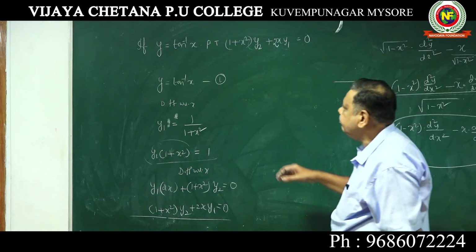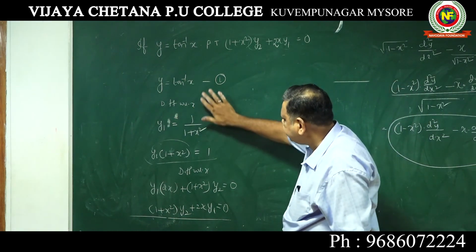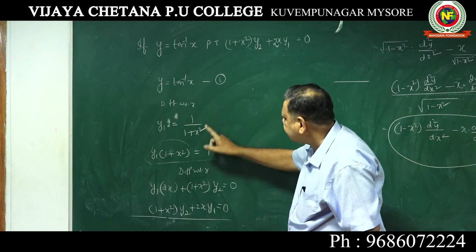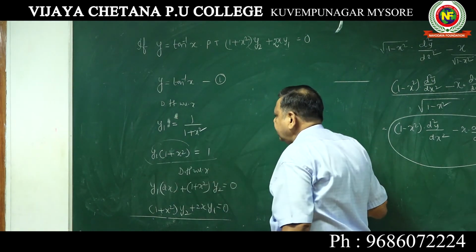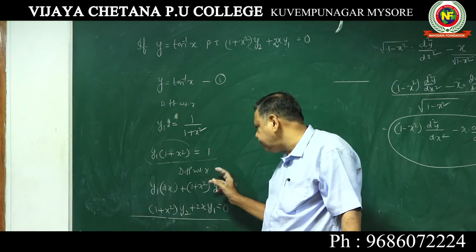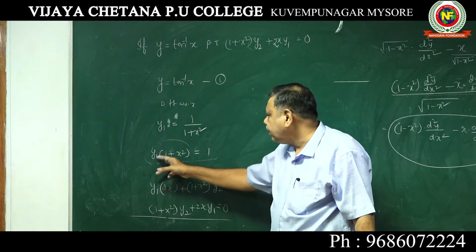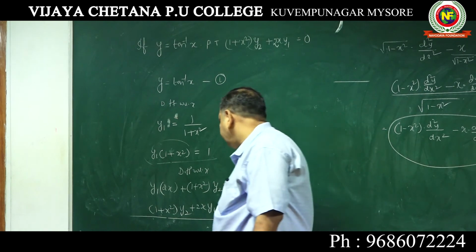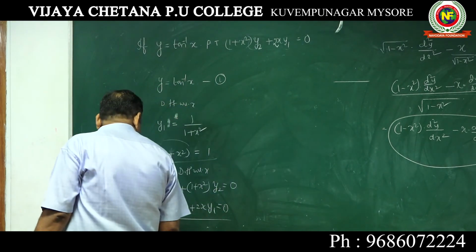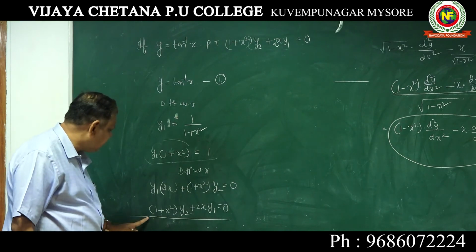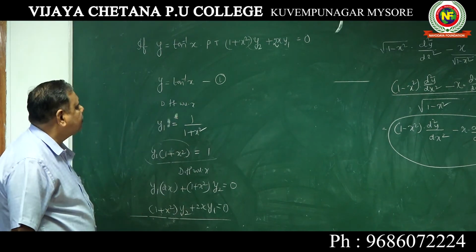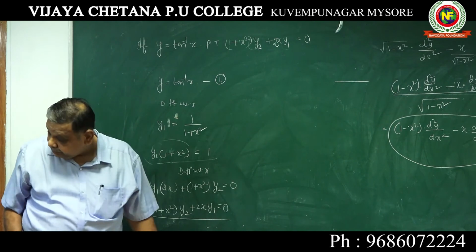I will explain again. y is equal to tan inverse x, differentiate with respect to x, 1 over 1 plus x square. Now y1 into 1 plus x square is equal to 1. Differentiate with respect to x, applying the product rule: y1 into 2x plus 1 plus x square into y2 is equal to 0. That is nothing but 1 plus x square y2 plus 2x y1 is equal to 0.